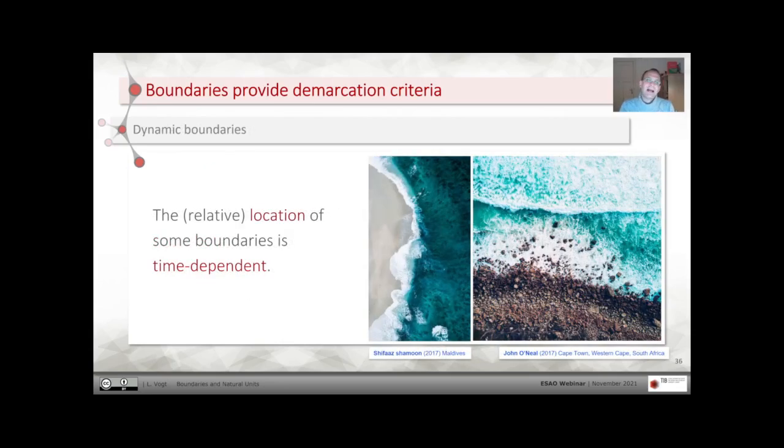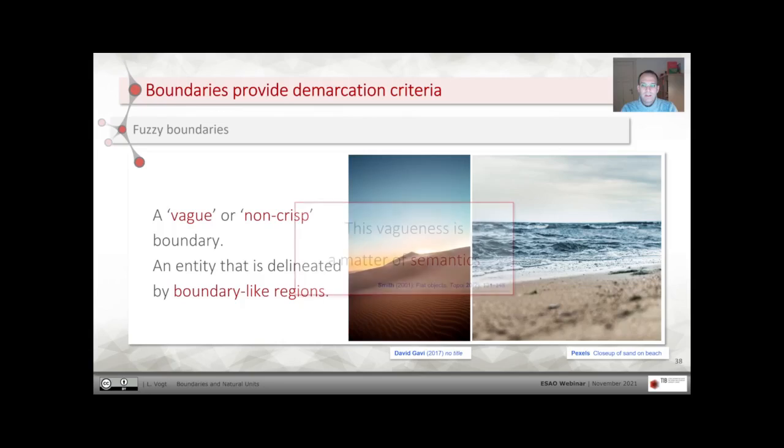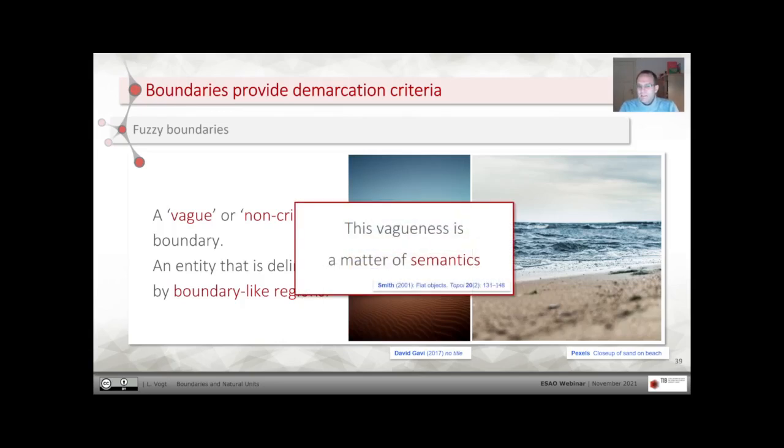And we can distinguish different types of boundaries, like for instance, dynamic boundaries, where the location of the boundary is time dependent, like for instance here in an ocean. We can also talk about fuzzy boundaries, where boundaries are somewhat vague and non-crisp, like with a dune or an ocean, where at a certain point in time we cannot exactly say where the boundary lies. So we would rather talk about boundary-like regions instead of clearly crisp boundaries. But this vagueness is then just a matter of semantics, because we cannot define correctly where it exactly lies, and we can only specify this boundary-like region.